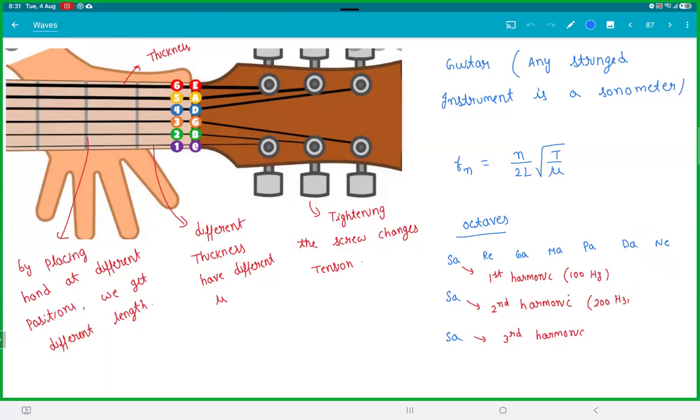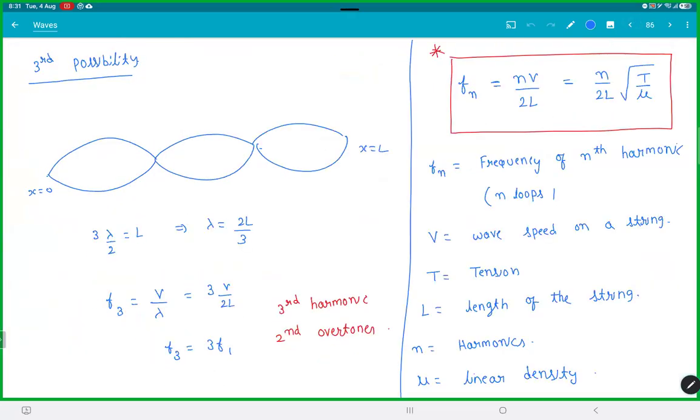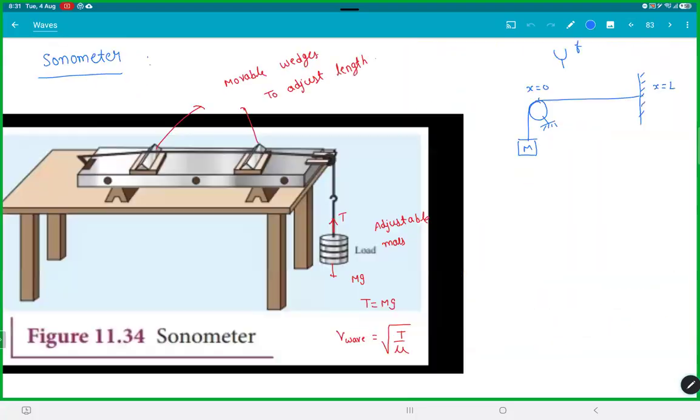I hope everyone has gone through the notes. The last thing that we did was a sonometer. We have derived this equation, and this was the main thing, and this is what we're going to play around with. And we have seen what is an overtone, what is a harmonic, how the number of loops, wavelength, and everything changes. So let's see a few questions on this.